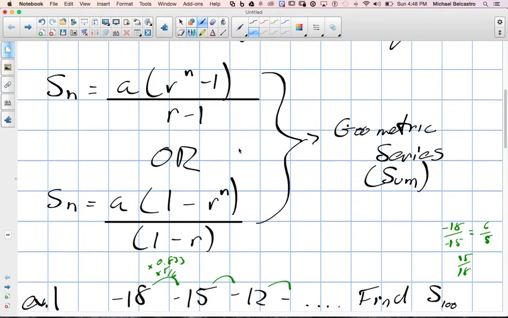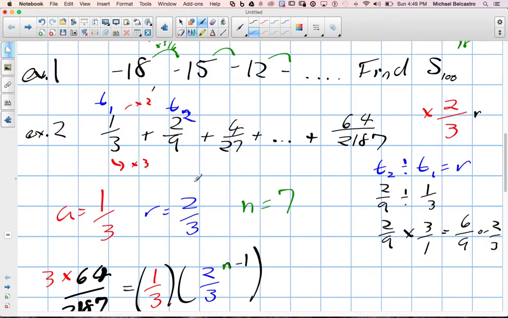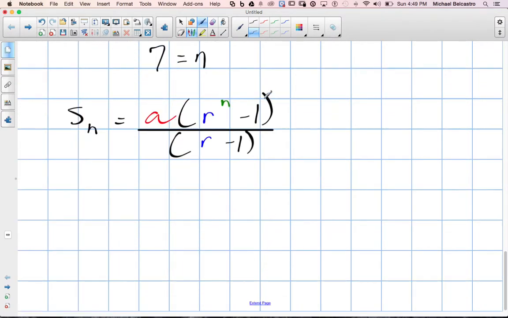Yeah, that's it. Okay, and our values are a is 1/3, r is 2/3, and n is 7. So let's plug them in. A is 1/3, r is 2/3, n is 7, so it's 2/3 to the power of 7.